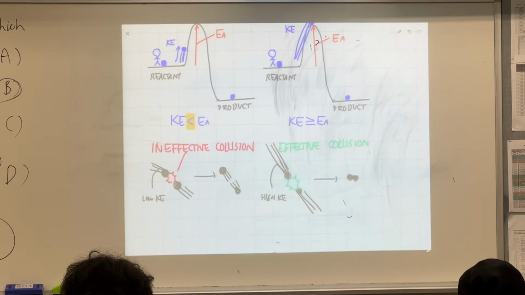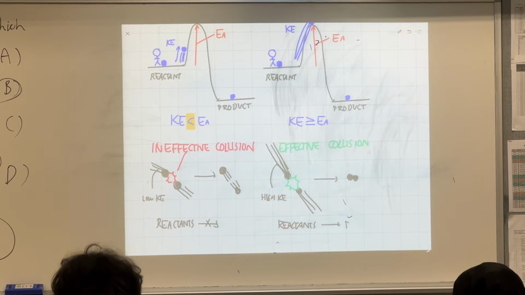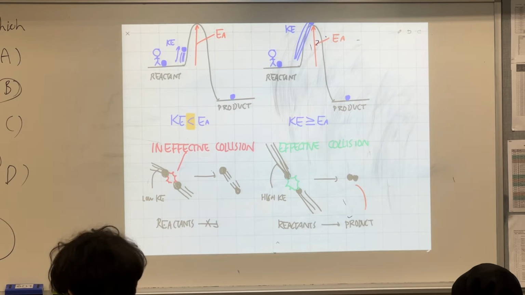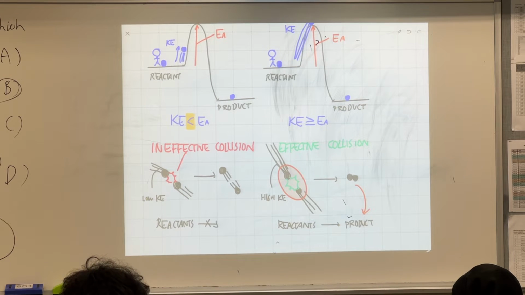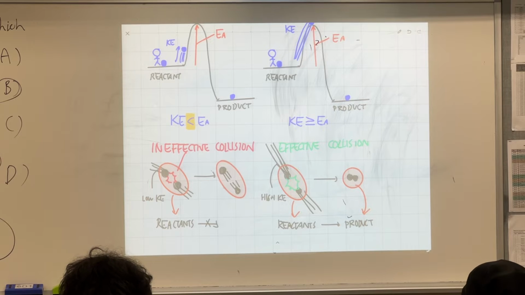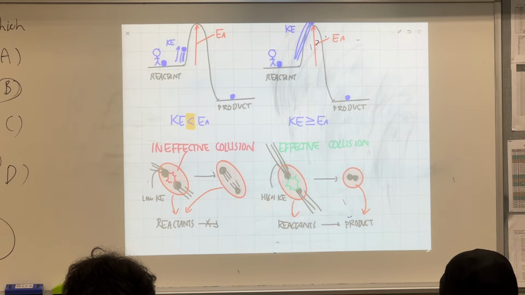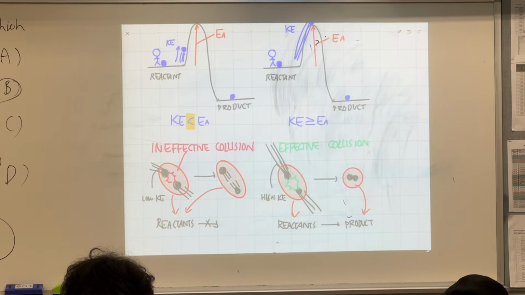So on the left, you can also write a word equation. Reactants did not become products. There is simply no product in this case. But on the right, effective collision will mean the reactants can successfully react to form our products, or our product. So this is your product, and these are your reactants. Is that clear? So you see on the left, the reactants just part ways as if nothing happened. They come together, and then they bounce right off.